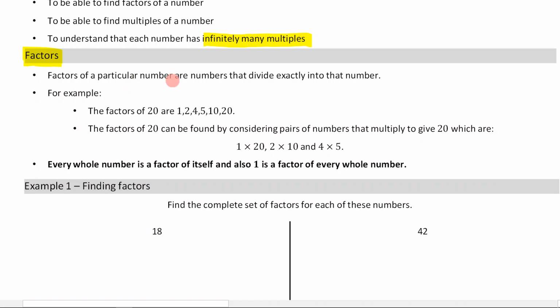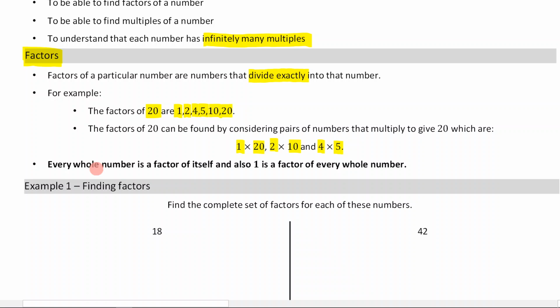Factors of a particular number are numbers that divide exactly into that number. For example, the factors of 20 are 1, 2, 4, 5, 10, and 20. So in other words, these numbers right here divide exactly into 20. The factors of 20 can be found by considering pairs of numbers that multiply to give 20, which are 1 and 20, 2 and 10, and 4 and 5.